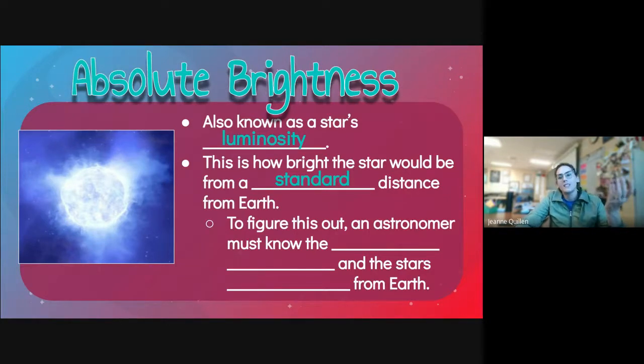And so how do scientists figure out the true brightness of a star? Well, they figure out how it looks from Earth, their apparent brightness, and then they have to figure out how far away the star is, what's the distance of that star. That's how they can figure out the luminosity of the star.